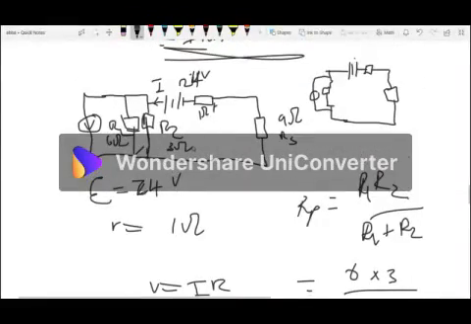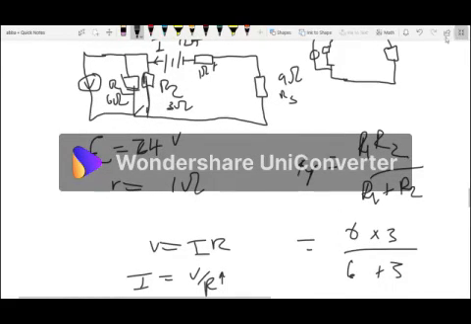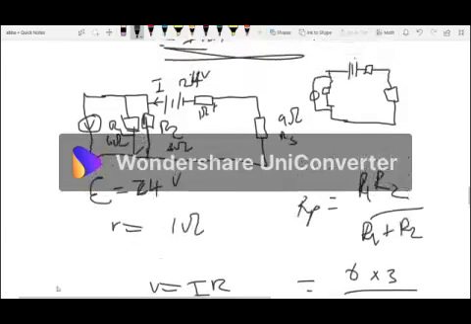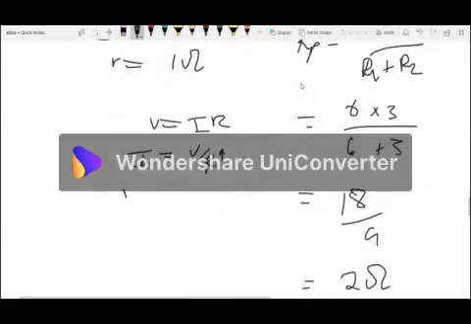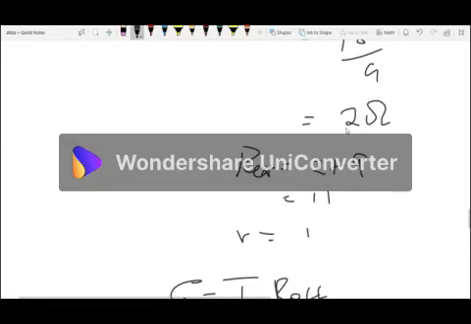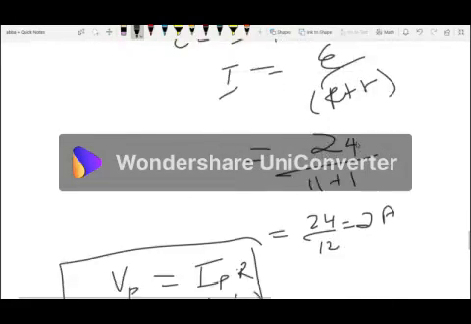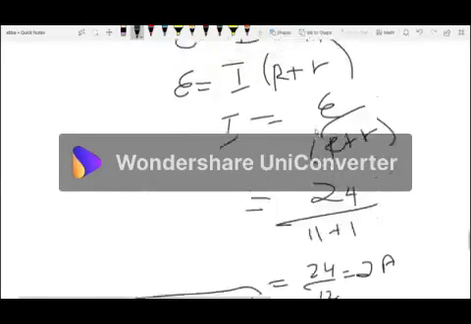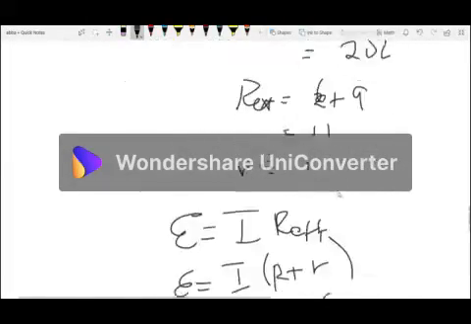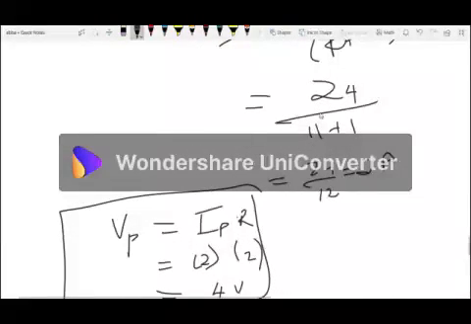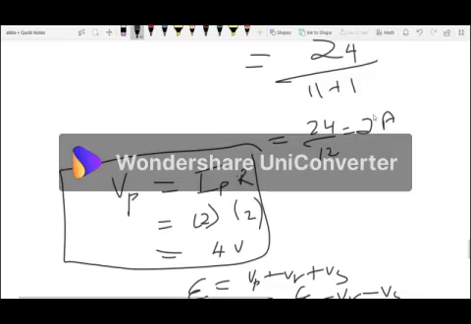Now remember, this is true. Why? Because if we remove this, we'll be left with the 6 ohm resistor. Now the RP is not going to be just that. We're going to have 6 plus that, right? Now if we want to calculate the current in this form, we're going to say 6 plus 9, which is going to be 15, right? You're going to divide this by 15. Then the current will decrease, right? It will be less than 2 ampere.